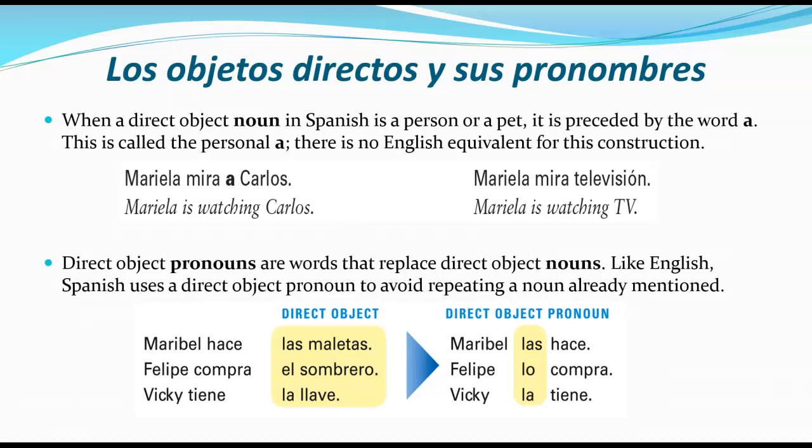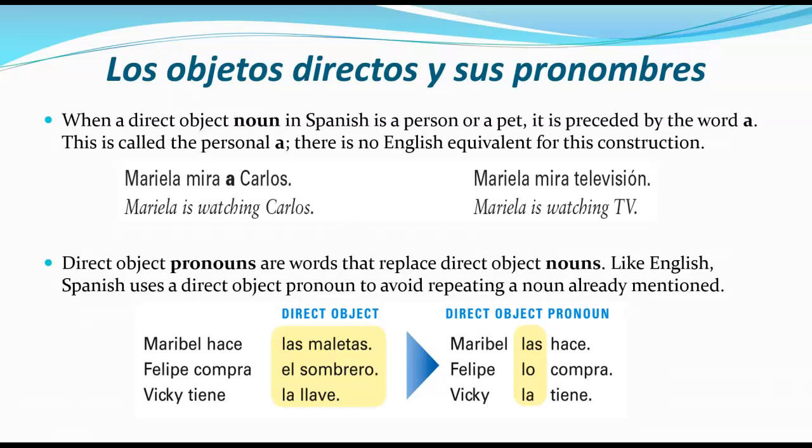Now, direct object pronouns are words that replace direct object nouns. Like English, Spanish uses a direct object pronoun to repeat or to avoid repeating a noun already mentioned. Now, I took this directly from VHL, I don't like how they set it up. They have Maribel hace las maletas, Maribel las hace. I would prefer to make it a question like, ¿Hace Maribel las maletas? Sí, las hace.